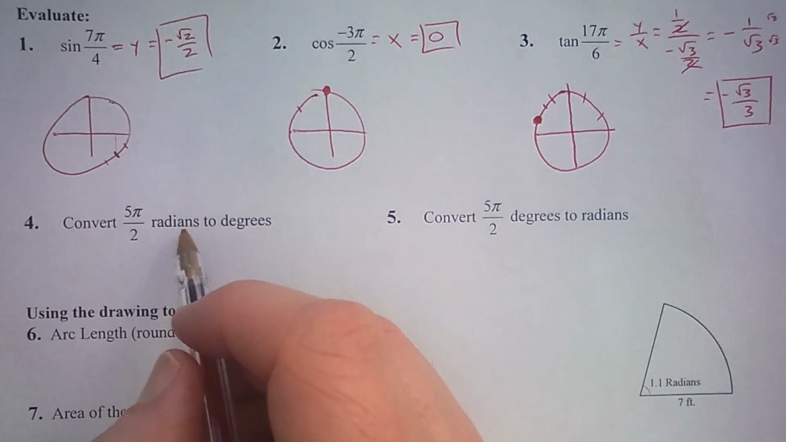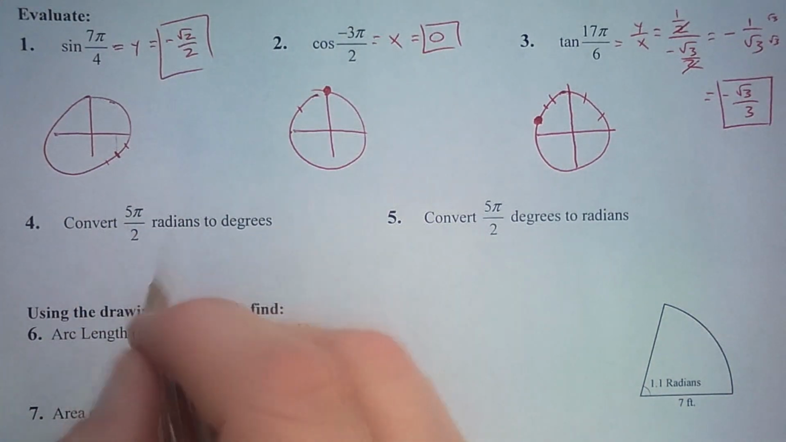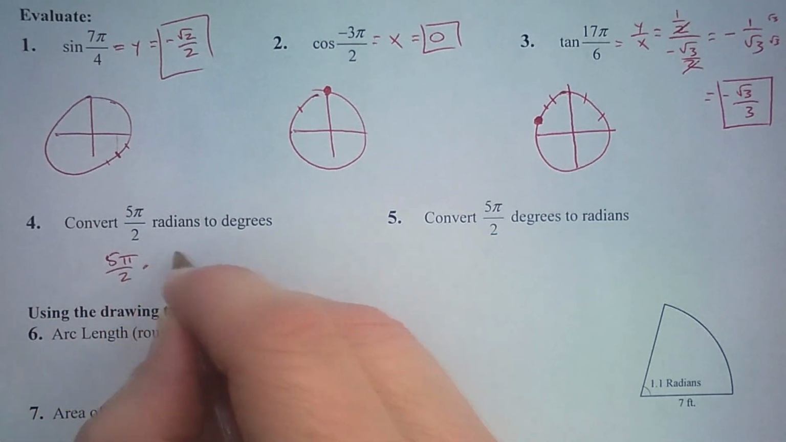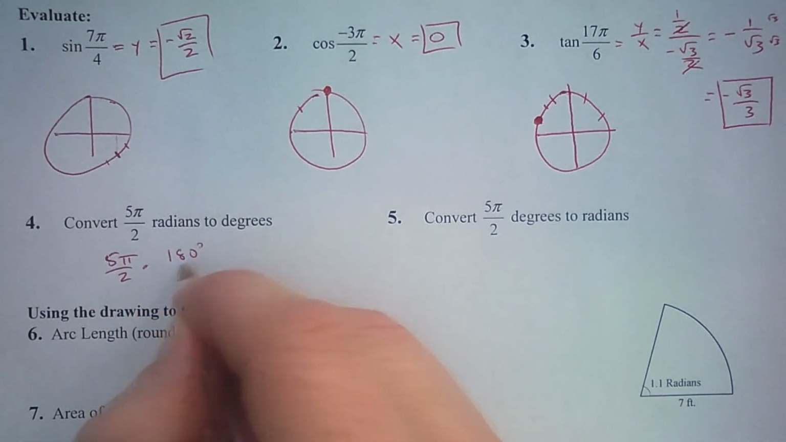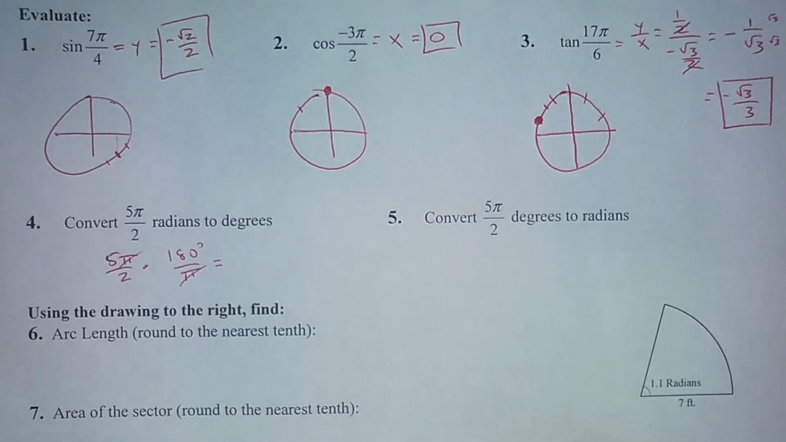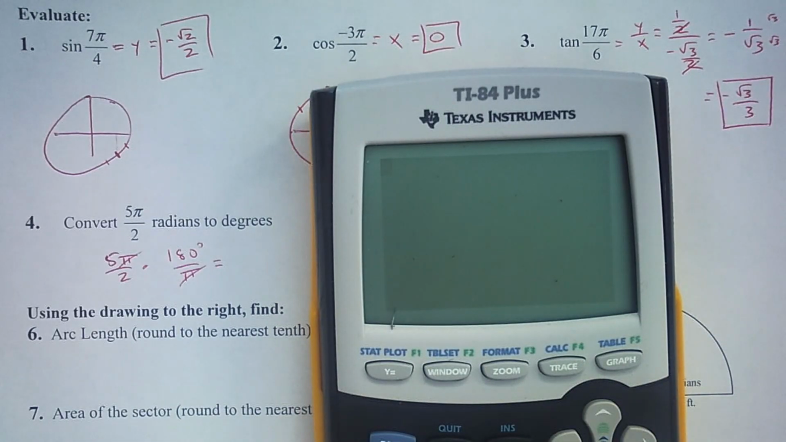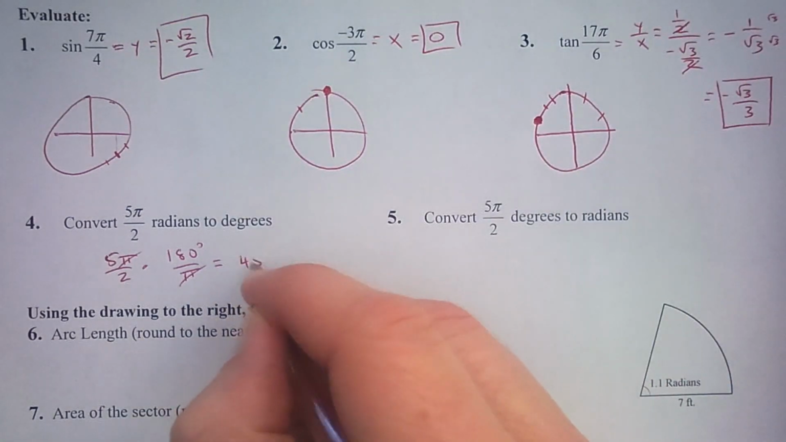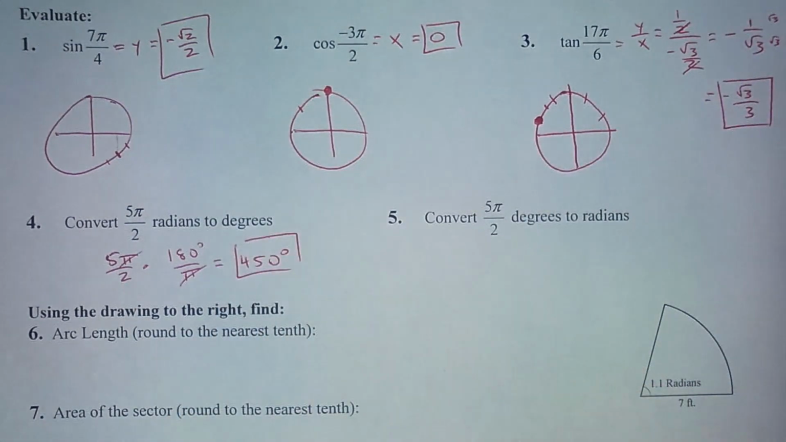Okay, convert radians to degrees. So 5 pi over 2 radians. To convert to degrees, I multiply by 180 over pi. And these pi's will cancel. So I have 5 times 180 over 2, and that is 450. So we have 450 degrees.